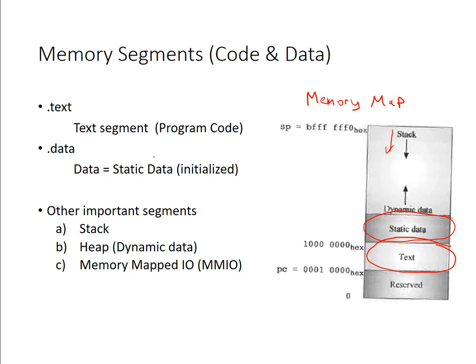When we write our assembly programs, we can tell the assembler where we want certain data or code to be placed in the memory. We use the .text assembler directive to tell the assembler that all the instructions that follow this directive are going to be placed in the text segment, and the .data assembler directive to tell the assembler that we want the following information to be placed in the data segment.